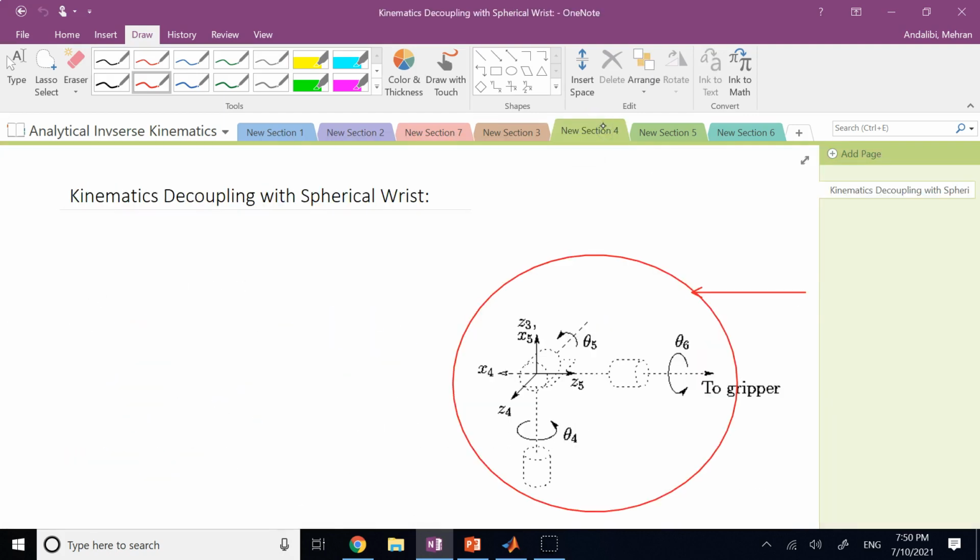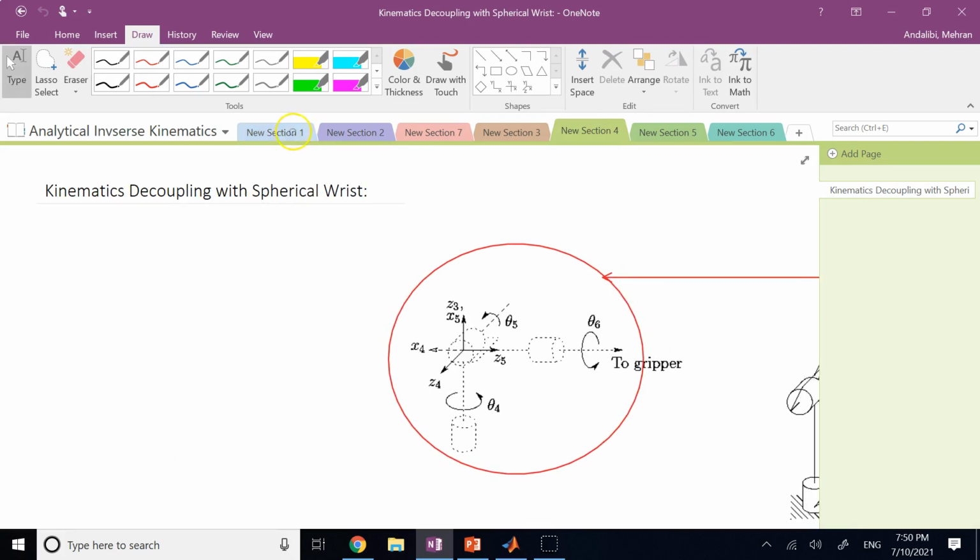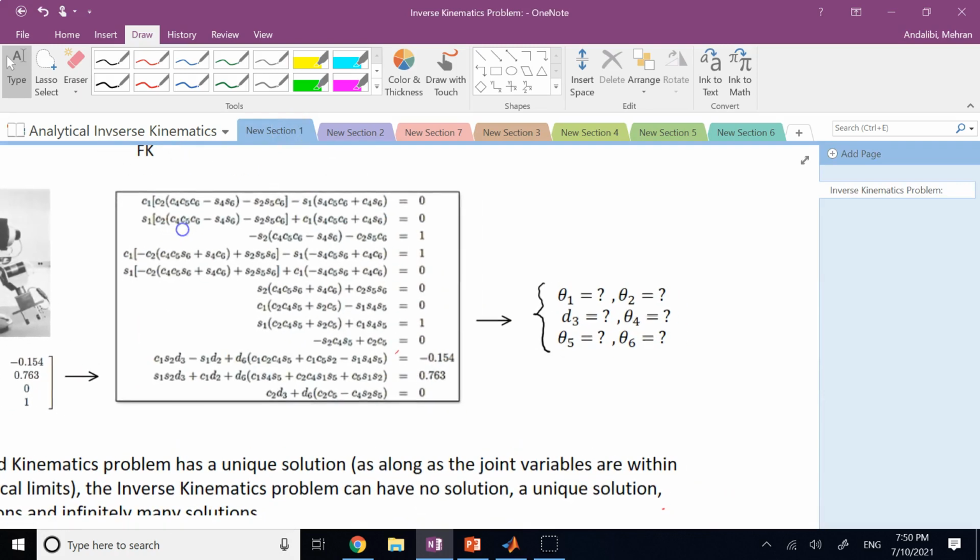Now let's talk about the important topic called kinematic decoupling. If you remember, I showed you in the very first slide that if I give you the general problem of inverse kinematics, you cannot necessarily solve it analytically. Why? Because you are solving several simultaneous nonlinear equations, and there is no general technique for solving these equations. There is nothing in math that is available for several of these.